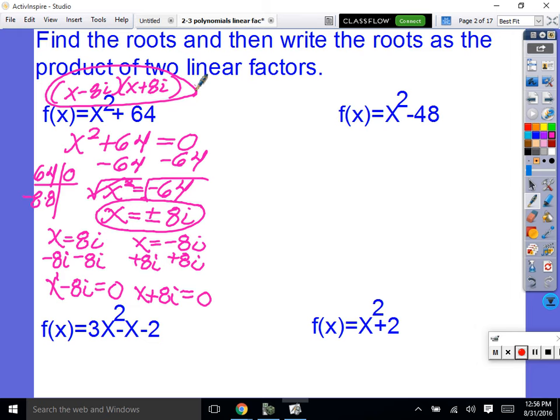It says find the roots, that means solve. So we have x squared minus 48 is equal to 0. Our first step would be to add 48. x squared is equal to 48, right? Square root both sides. Now everybody, I want you to do this. Type it into your calculator. What's the square root of 48?